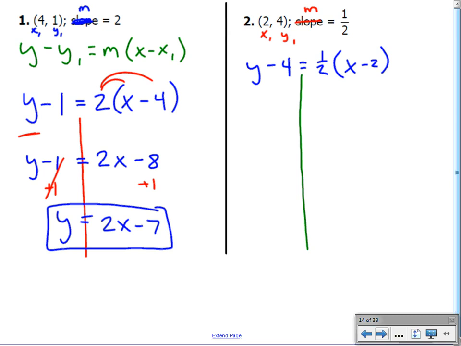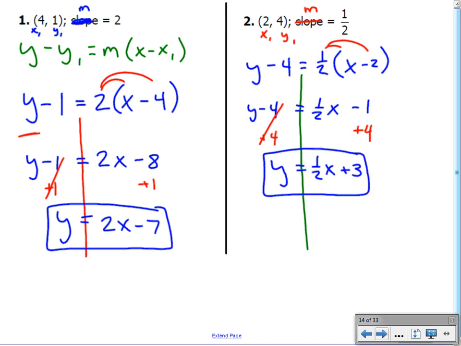Now we want to distribute the 1/2. So we have y minus 4 equals 1/2 x. And then 1/2 times -2 would be -1. And then to get y by itself, we just need to add 4 to both sides. So now we have y equals 1/2 x plus 3. And again, we didn't start in slope-intercept form. We started off in point slope form. But when we distribute and then solve for y, we get our final equation written in slope-intercept form, which is probably the most common that we use throughout the year.